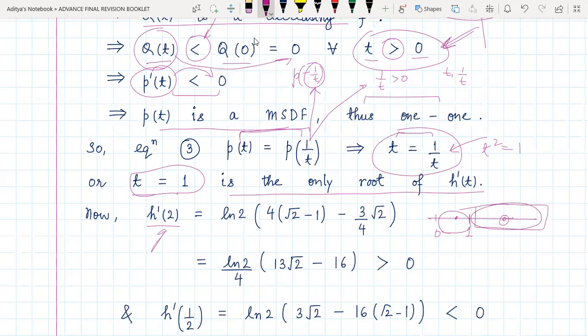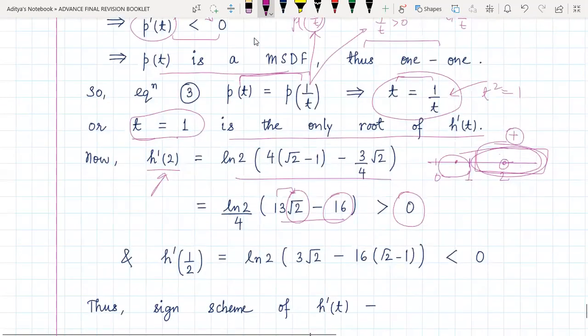So we find h prime 2, that comes out to be this quantity. And on further simplifying, this becomes this. Root 2 is approximately 1.414. So 13 into that quantity would give us a quantity which is easily greater than 16. We can easily verify that we'll get 19.2 something. So this is a positive quantity. So since at 2 it is positive, throughout this interval h prime would remain positive.